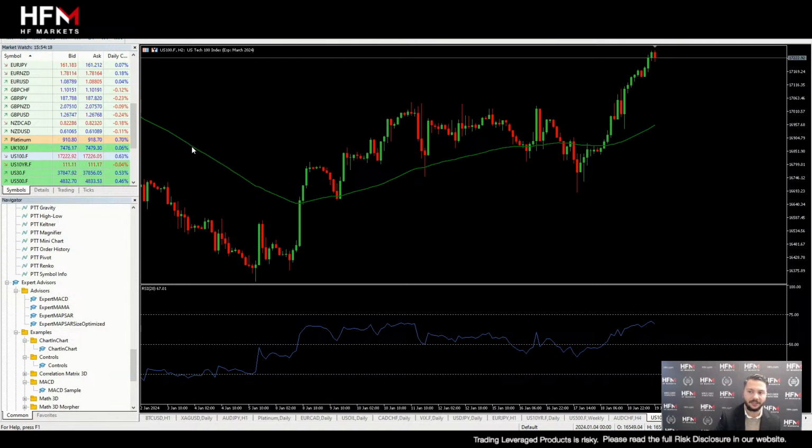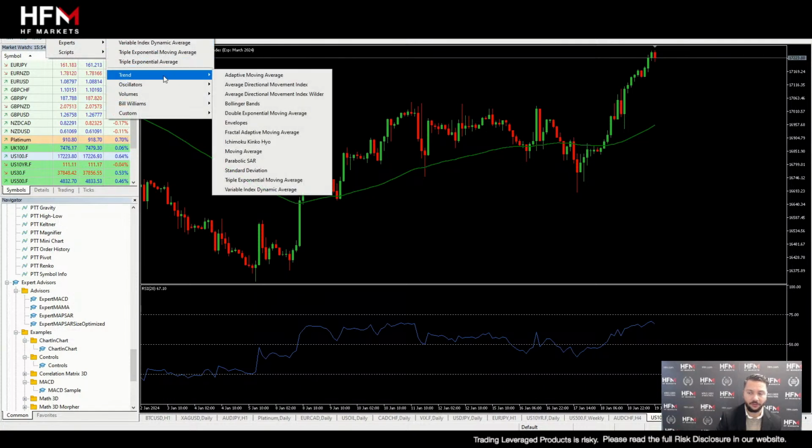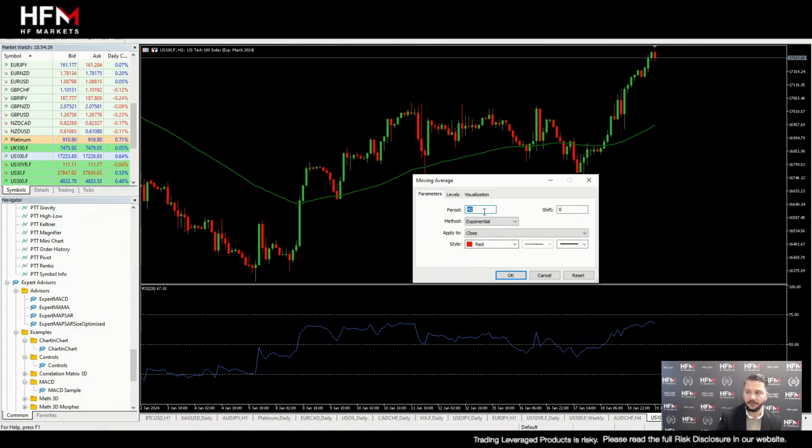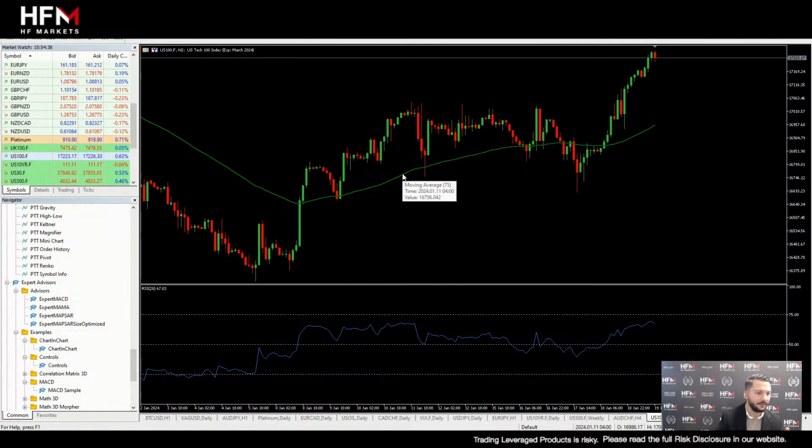Now, here we've got a 75 bar exponential moving average. If you go to Insert, then Indicator, then Trend, and then Moving Average, you can enter a 75 exponential moving average, click OK, and it will appear on your screen. I've already added it, and I've got it colored green. Then you've got here a relative strength index, and it's got a period of 20.